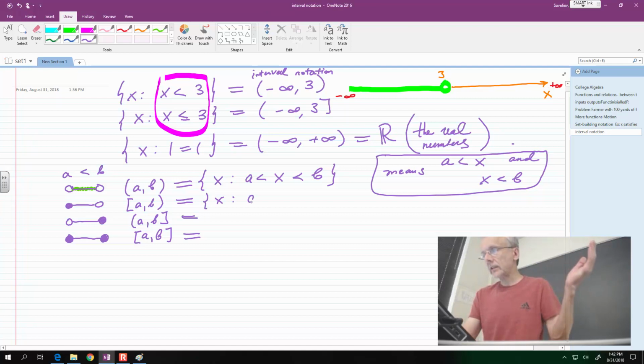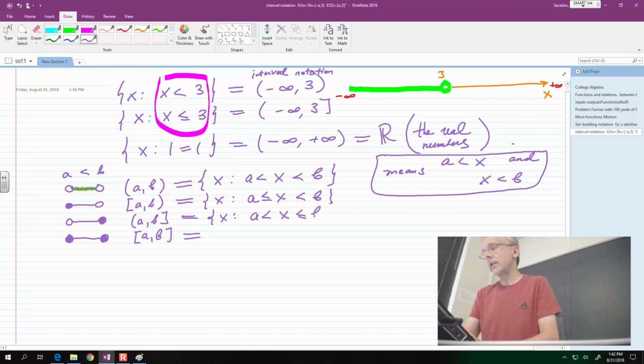So the difference over here will be that just the inequalities will be strict or non-strict. So the second line, A is less than or equal to X, strictly less than B. Okay. The third one, A is strictly less than X, and then it is less than or equal to B. And finally, we have both non-strict inequalities in the last line.